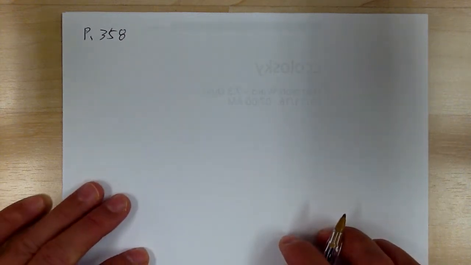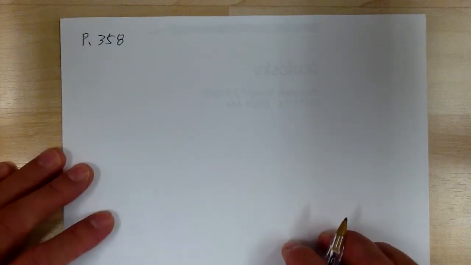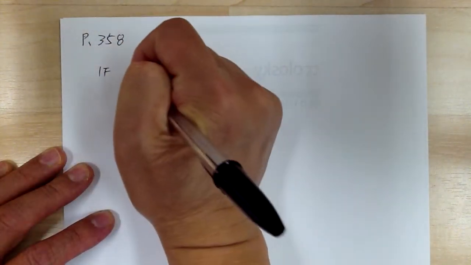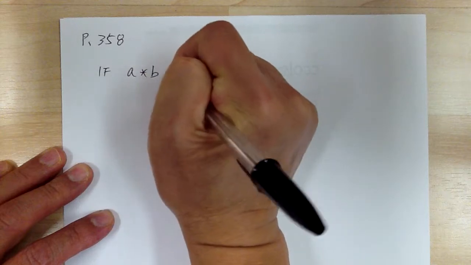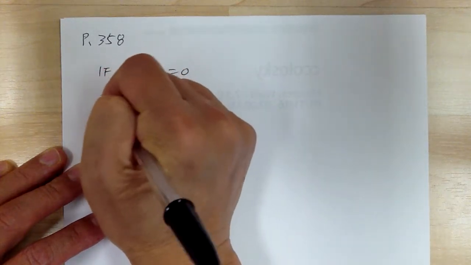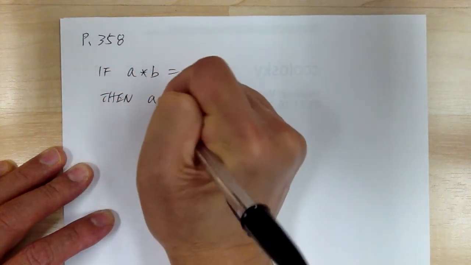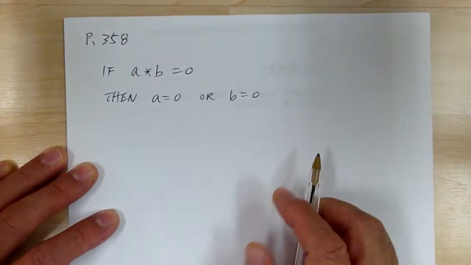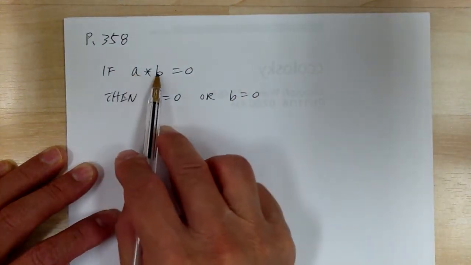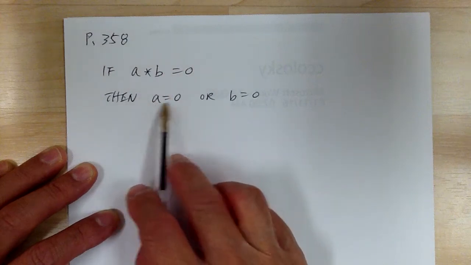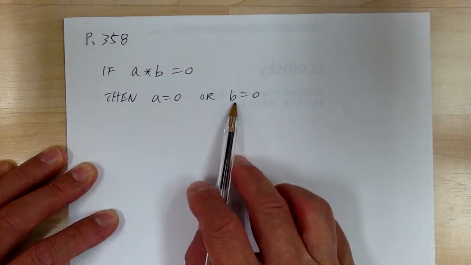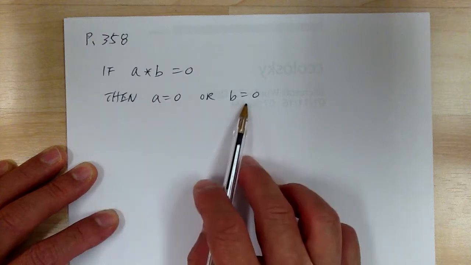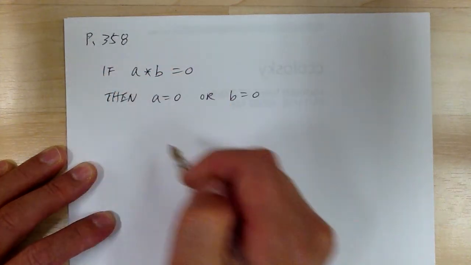So on page 358, on the top of the page, you have the zero factor property. It says if A times B equals 0, then A equals 0 or B equals 0. So what it's saying is that when you have something times something equal to 0, that means one of these or both have to be equal to 0. So by using this property, we can solve some of the equations.